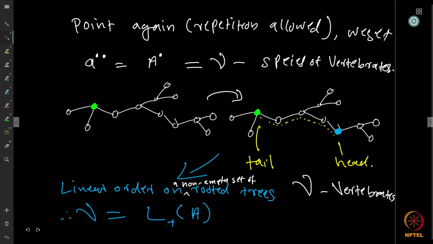But the linear order is on a non-empty set of rooted trees, because if the set is empty, we cannot talk about a path. So we have a linear order of a non-empty set of rooted trees. We are looking at L plus of A, where L plus is the species of non-empty linear orders and A is the species of rooted trees. So V is equal to L plus of A.